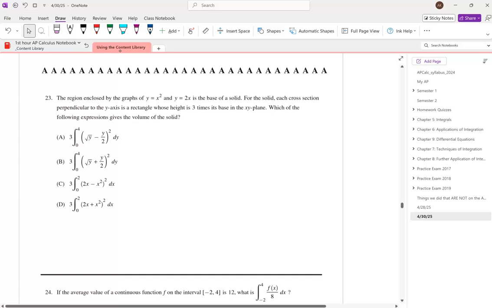Let's see here. Okay. Oh, yes, one of these non-volume-of-rotation volume problems, right? It says the region enclosed by the graphs of y equals x squared and y equals 2x is the base of a solid. For the solid, each cross-section perpendicular to the y-axis is a rectangle whose height is 3 times its base in the xy plane. Which of the following expressions gives the volume of the solid?